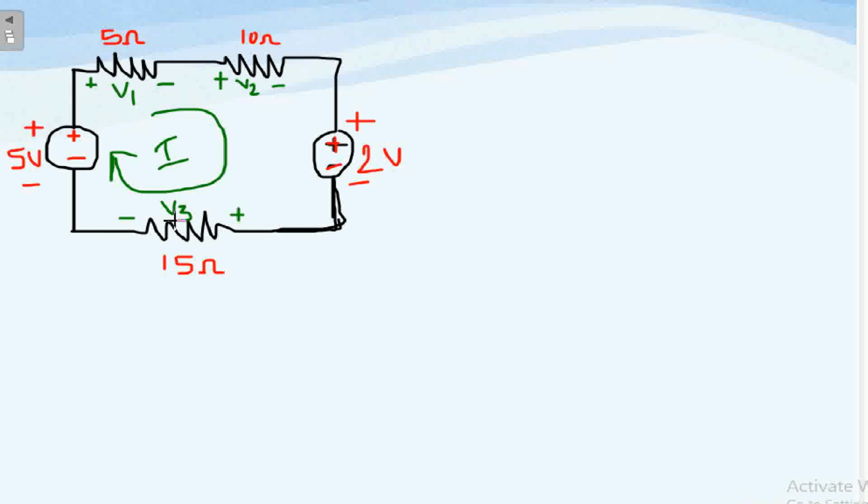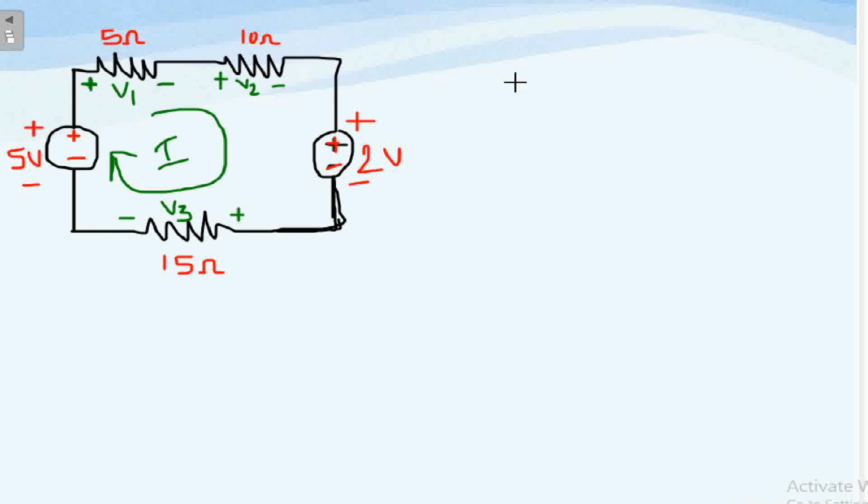So before proceeding to any problem, first of all we need to indicate the voltages, the voltage drops, the signs for voltage drops, positive, negative. According to the current flow, current always moves from positive to negative, electrons from negative to positive.